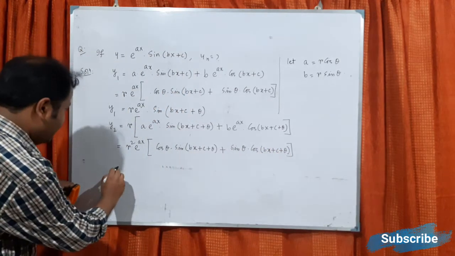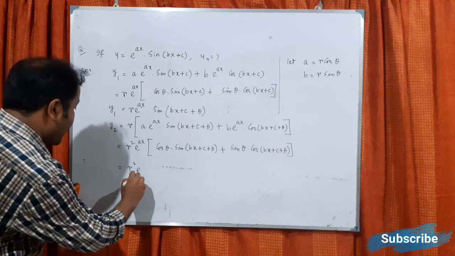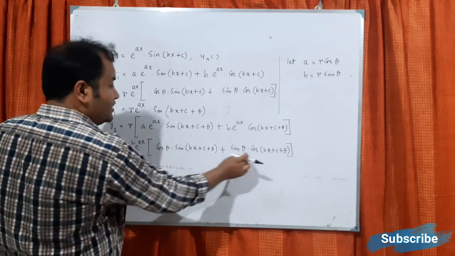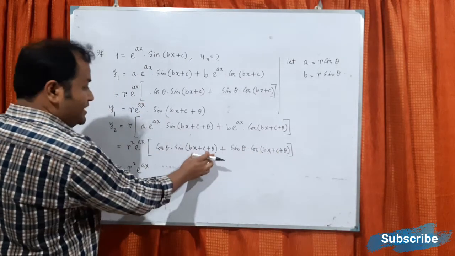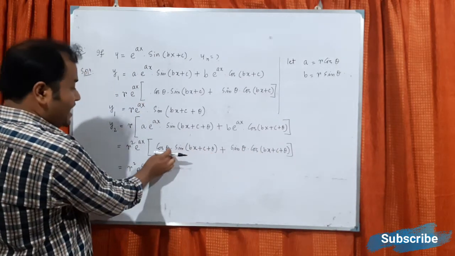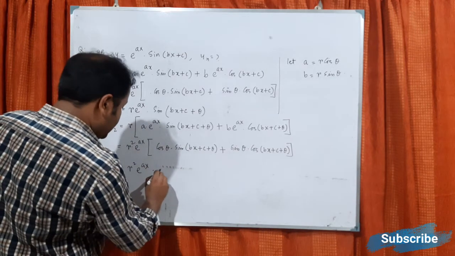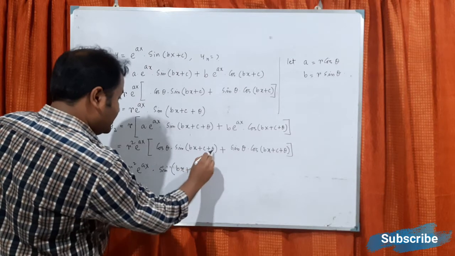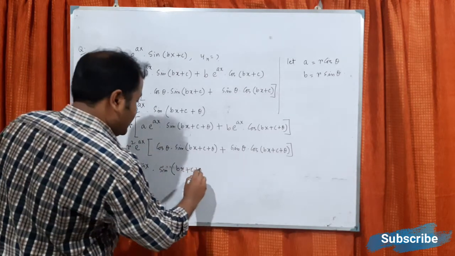So finally we can write r square e power ax, again sin A cos B plus cos A sin B. So A means bx plus c plus theta and B means theta. So it is sin of bx plus c plus theta plus another theta. So 2 theta.